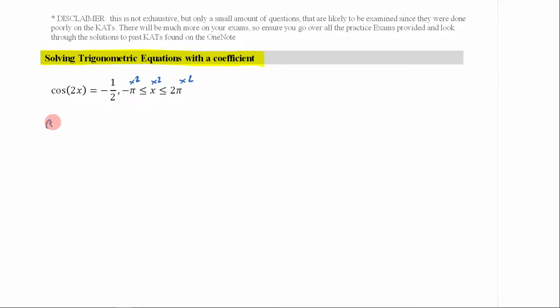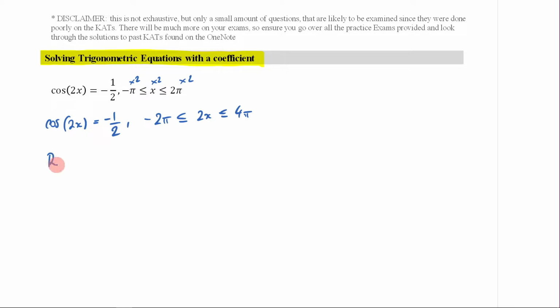So that means I'm going to get cos of 2x is equal to negative a half, but now my domain is negative 2 pi is less than or equal to 2x is less than or equal to 4 pi. Once I've done that, I just solve this as a normal trigonometric equation.